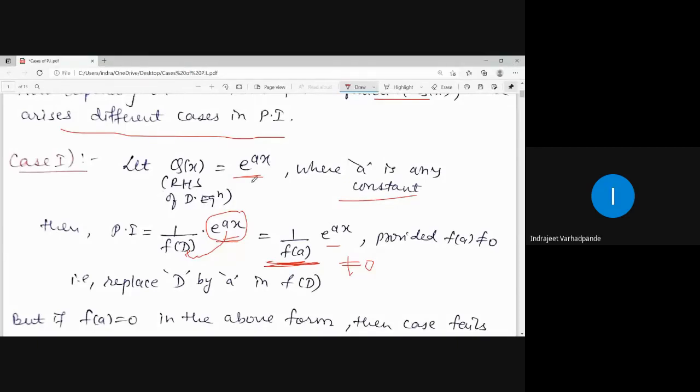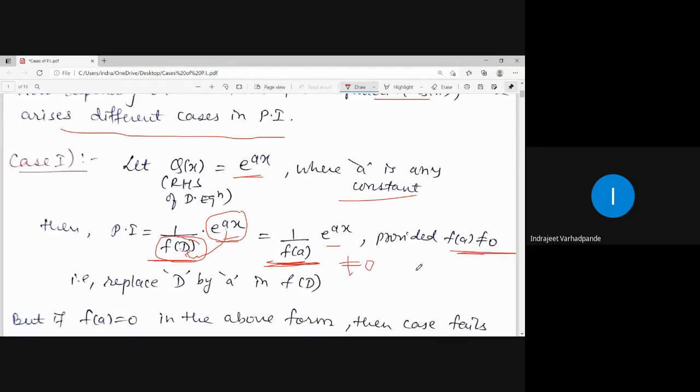Let Q of x, that is the RHS of the given differential equation, be e to the power ax, where a is any constant. Then the particular integral is 1 upon f of D to be multiplied by e to the power ax. Now what is the procedure to resolve this? Whatever D is present in this polynomial, every D is to be replaced by a. But at the same time we have to see to it that it should not be equal to 0.